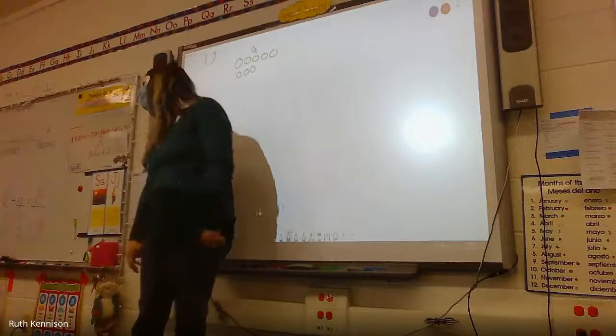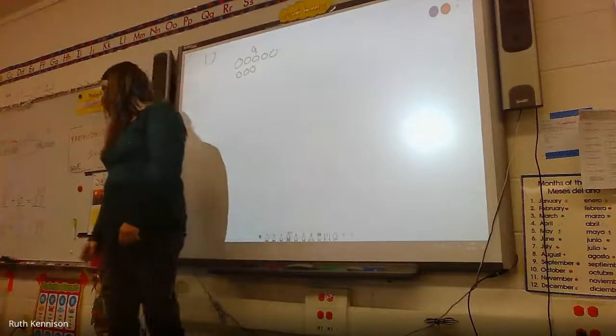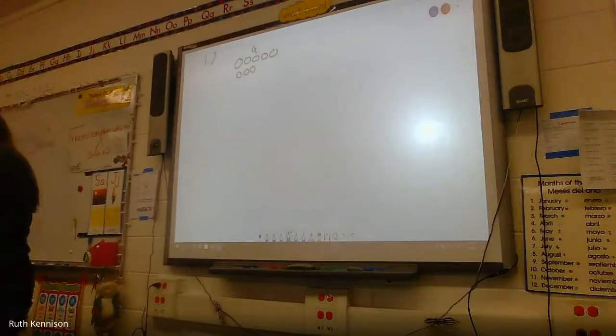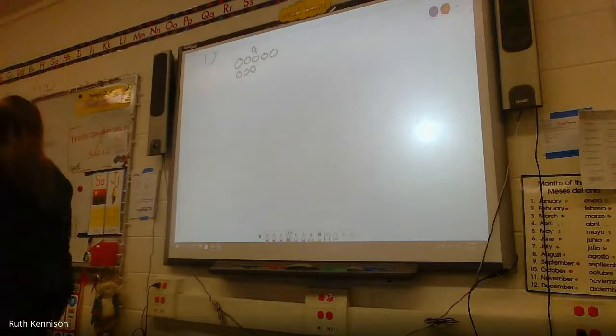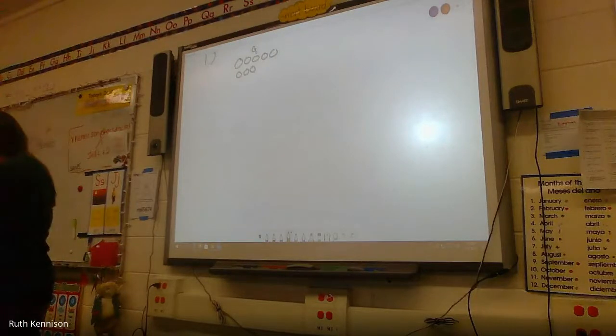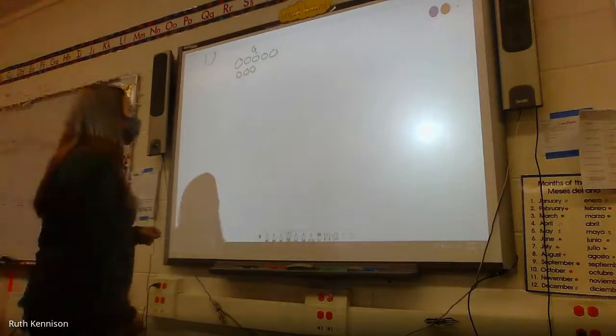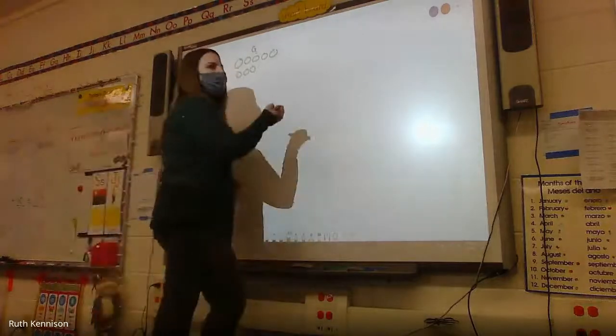Why do you have 2 in the 10s place and 7 in the 1s place? You need to do the place value. Look: 1s, 10s, hundreds. So in your number, it goes 1s and 10s. Why do you have 7 1s and 2 10s? The number is 72. It's 2 1s and 7 10s.